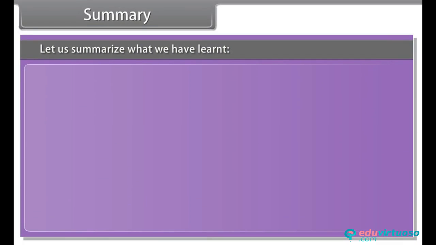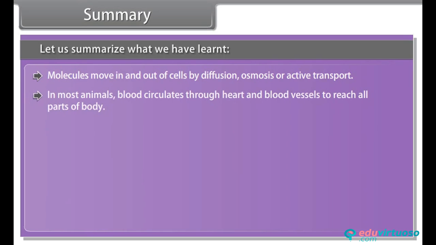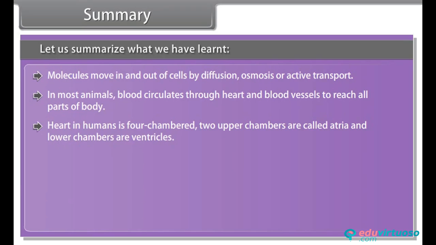Summary. Let us summarize what we have learned. Molecules move in and out of cells by diffusion, osmosis, or active transport. In most animals, blood circulates through heart and blood vessels to reach all parts of the body. Heart in humans is four-chambered. Two upper chambers are called atria and lower chambers are ventricles.